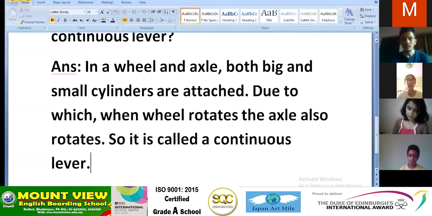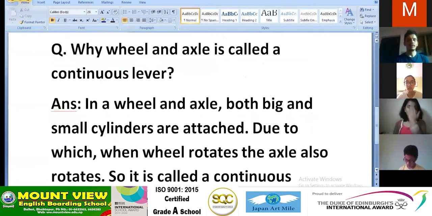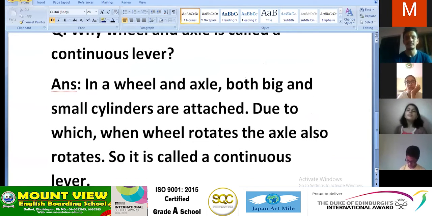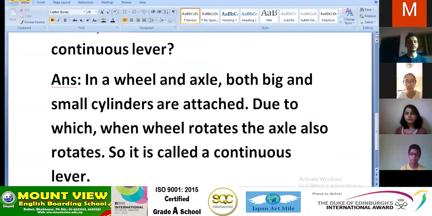This is the question: why is wheel and axle called a continuous lever? In a wheel and axle, both big and small cylinders are attached. Since both of these cylinders are joined, when the wheel rotates or moves around, the axle also moves around. So it is called a continuous lever. It is one of the most important questions. When the wheel rotates, the axle also rotates, and when the axle rotates, the wheel also rotates. Because of this fact, it is called a continuous lever.